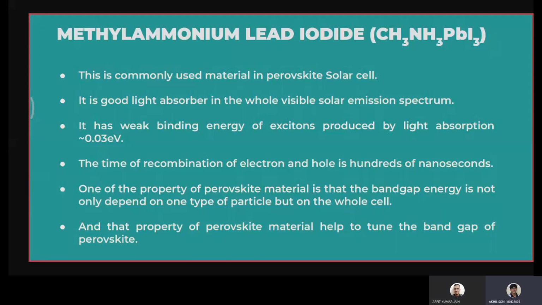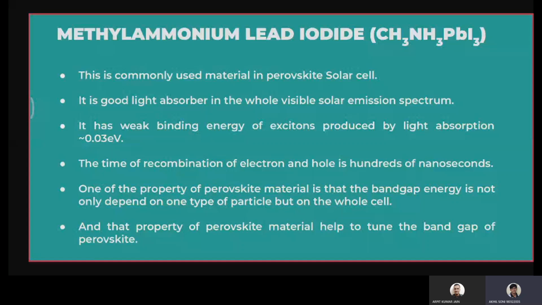Hello, sir. Now I will discuss methylammonium lead iodide, CH3NH3PbI3. This is a commonly used material in the perovskite solar cell. It is a good light absorber in the whole visible solar emission spectrum. It has a weak binding energy of the exciton produced by light absorption, approximately 0.03 electron volt. The recombination time of electrons and holes is hundreds of nanoseconds.